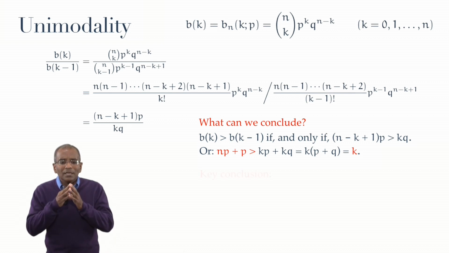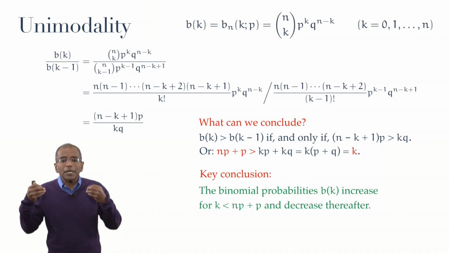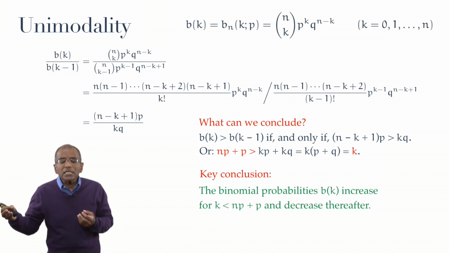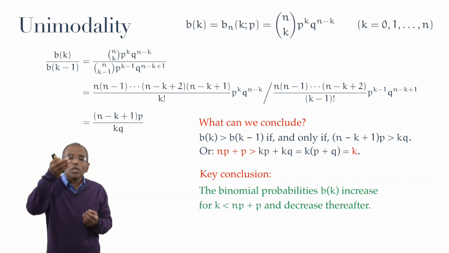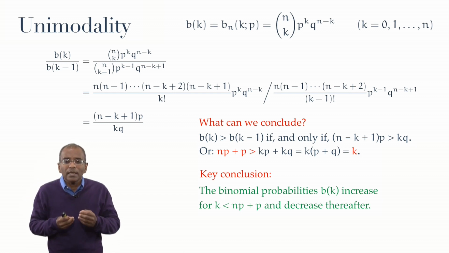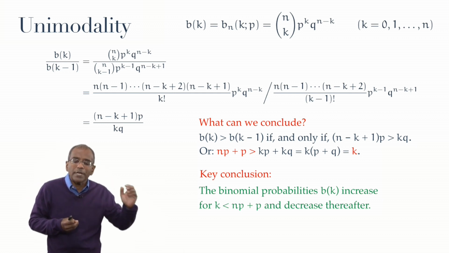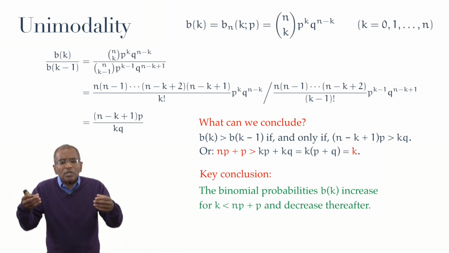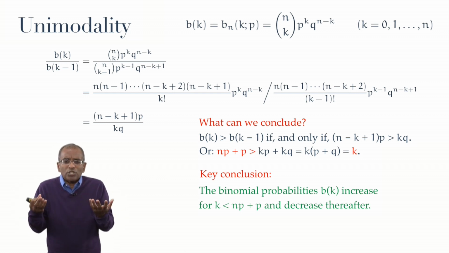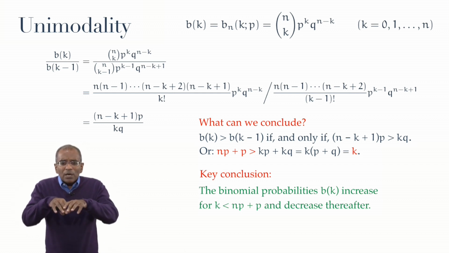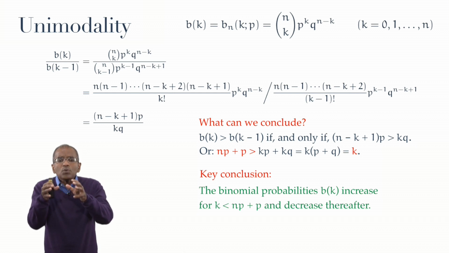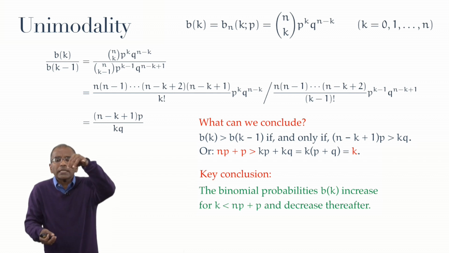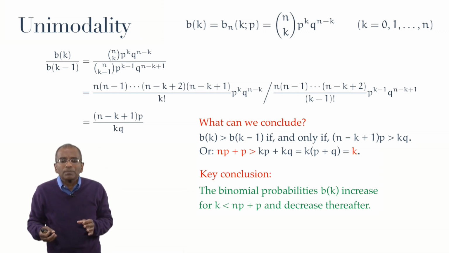Or, in other words, we have a key conclusion. The binomial probabilities B of k increase as long as k is no larger than np plus p and decrease thereafter. np plus p, of course, in general is some real number. p, of course, is something between 0 and 1. So this says that around an integer next to n times p is where the maximum of the distribution occurs.